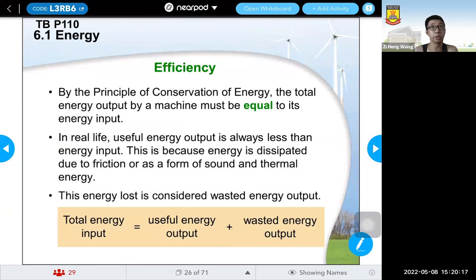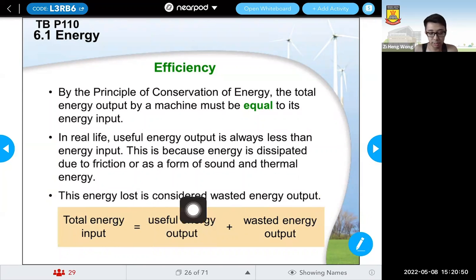So this is a new concept which I think I did mention that day when we went through the workbook. By the principle of conservation of energy, the total energy output by a machine must be equal to the energy input. But of course, we say that in real life, the useful energy output is always less because some of this energy is lost or dissipated due to friction or as sound and thermal energy to the surroundings. So this energy loss is considered wasted energy output. So not all the energy input becomes useful output.